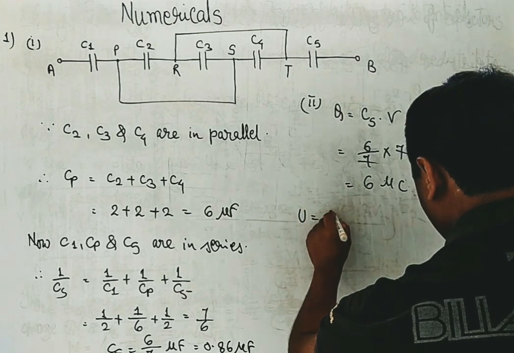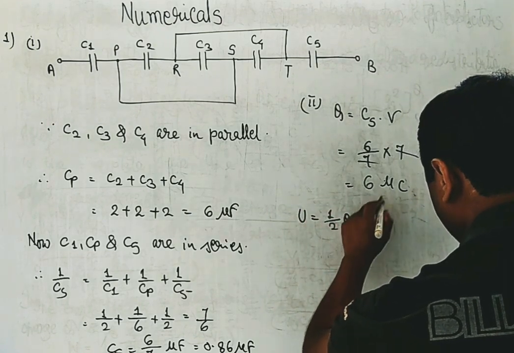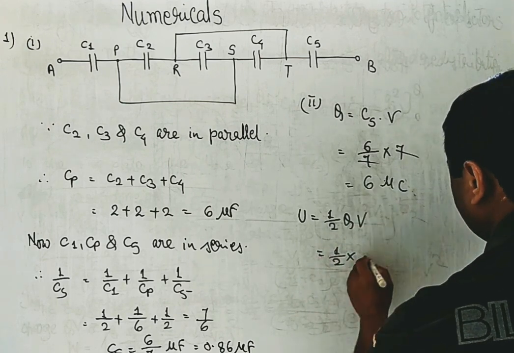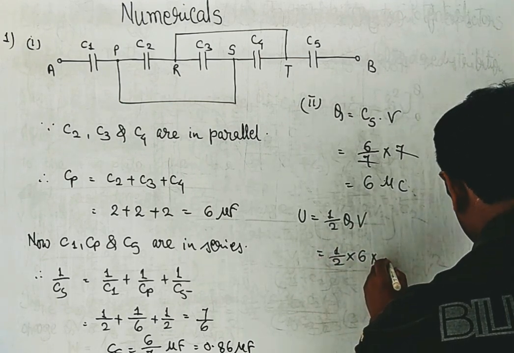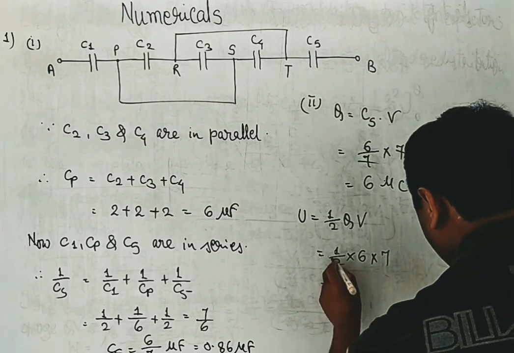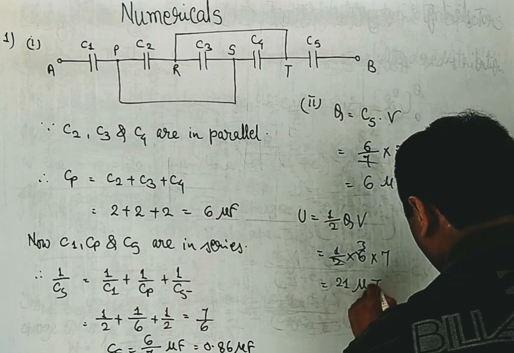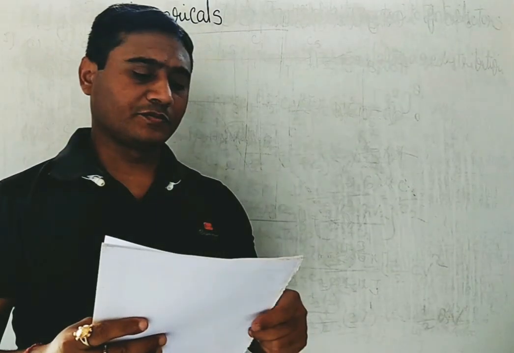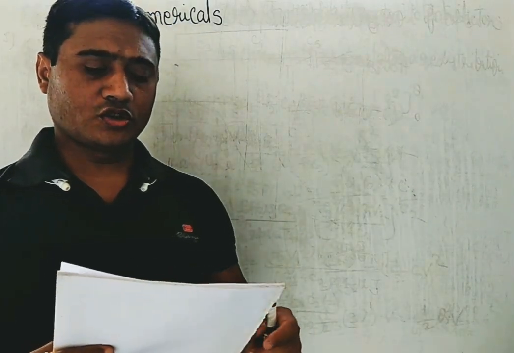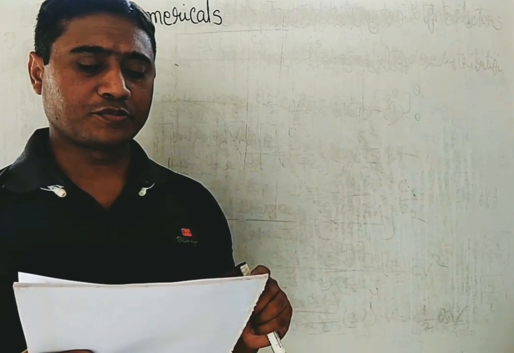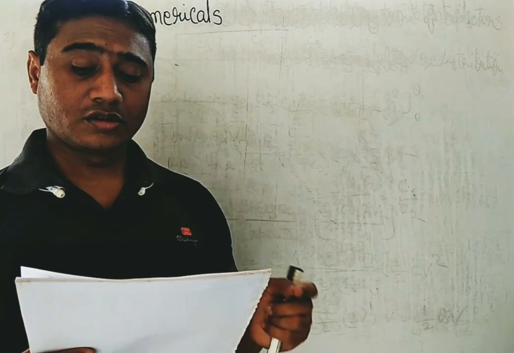Now the second part, energy, is also to be calculated. So U equals to half Q into V. So here we write half, charge is 6 into potential is 7. So 21 microjoule.